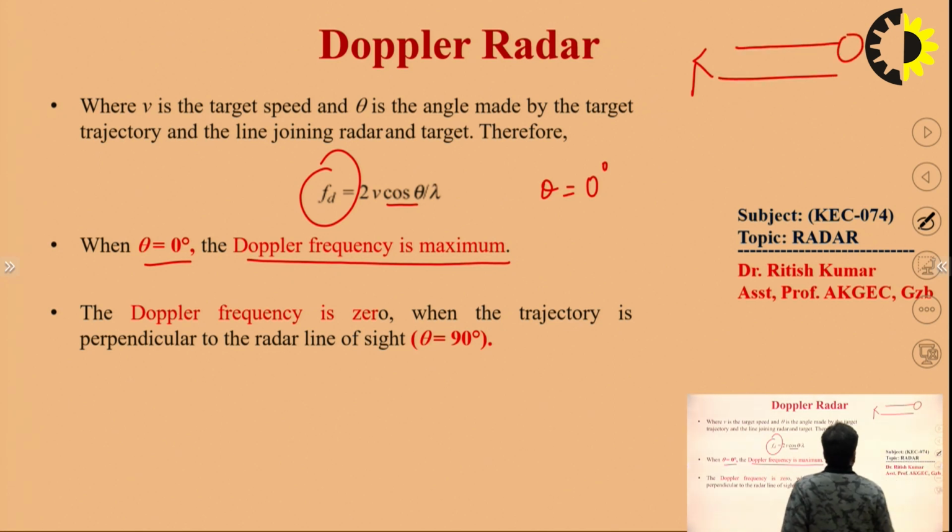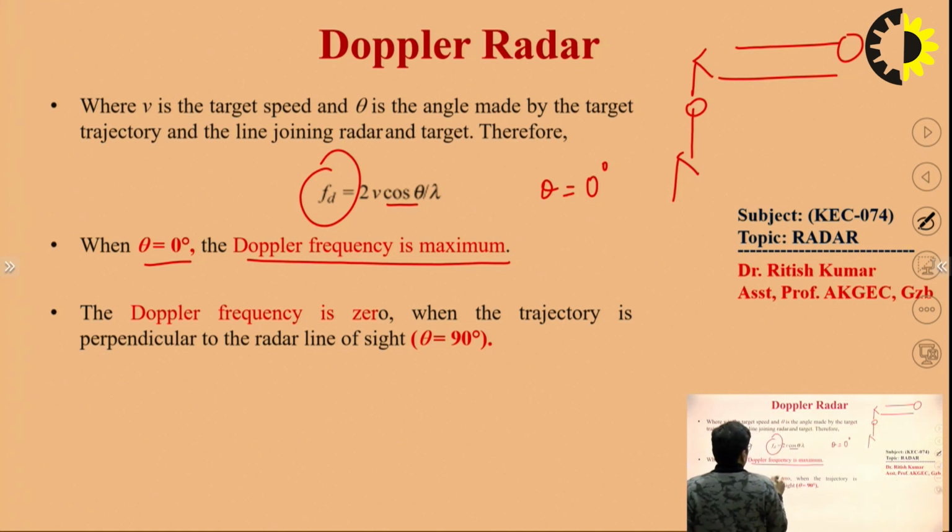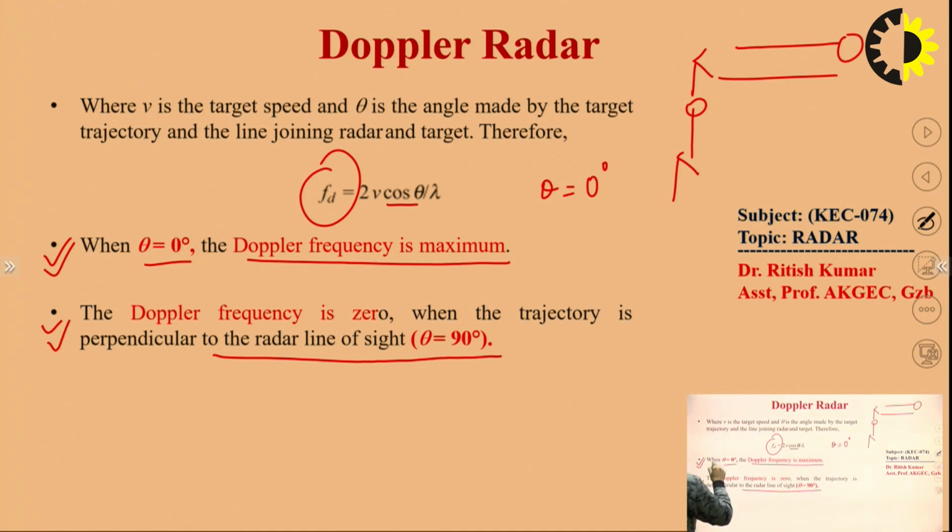If the target is just above the radar, that is, if it makes 90 degrees, the Doppler frequency is 0 in that case. This means the Doppler frequency is 0 when the trajectory is perpendicular to the radar line of sight, that is 90 degrees. These two points are most important to understand the Doppler shift frequency.